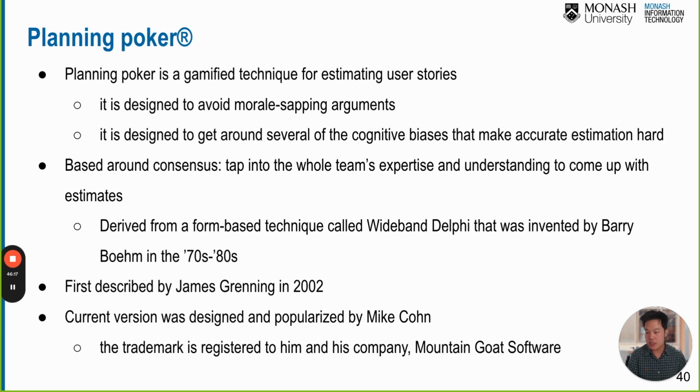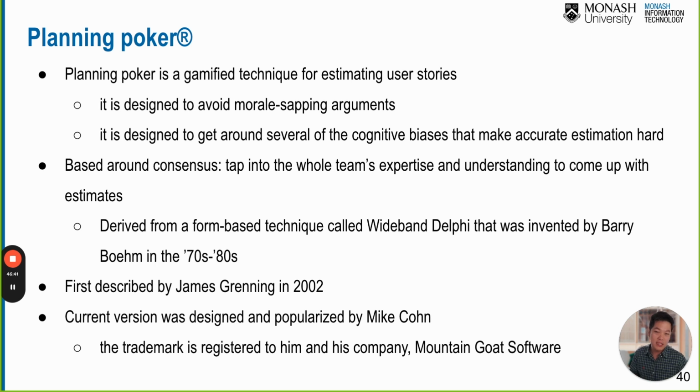But because different developers have different experience and their own judgment, within the team they may estimate the story point differently. That's why there is another approach. It's called planning poker. Planning poker is like a game, okay? A gamified technique for estimating the user story.